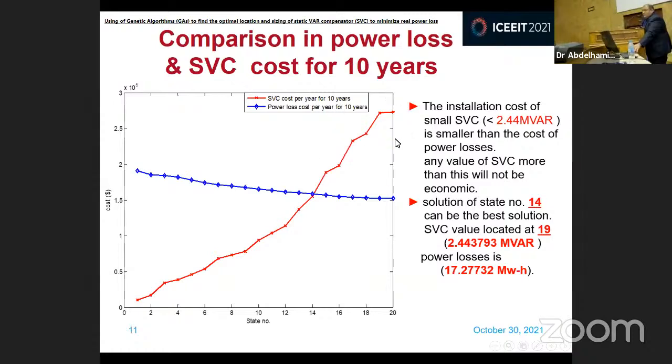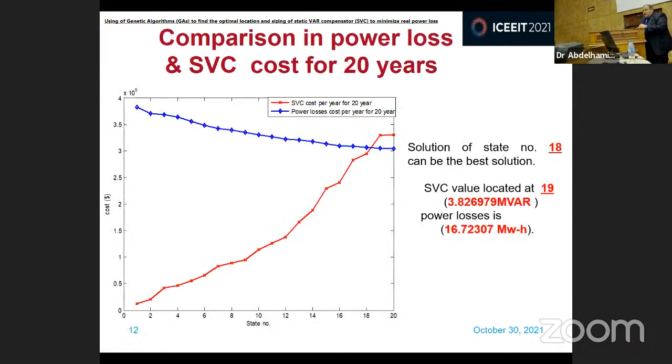All the solutions above the blue line are not economic solutions. So we can choose one of the solutions. I think solution number 14 can be the best solution, with static VAR compensation located at bus 19. The value is 22.44 megavar. Power losses will be 17.30 megawatt hours.